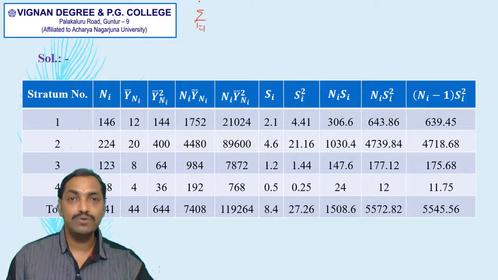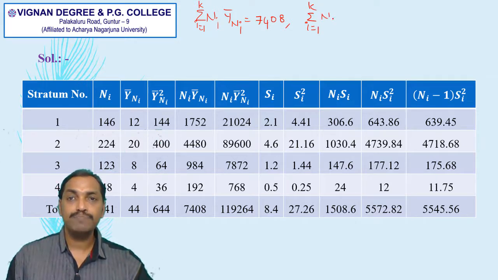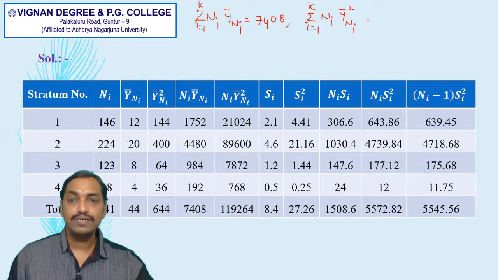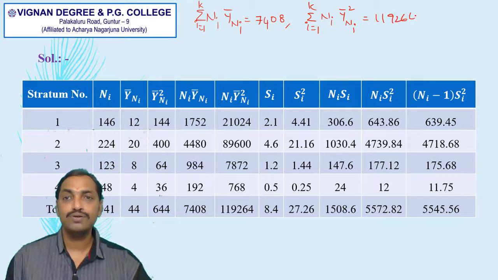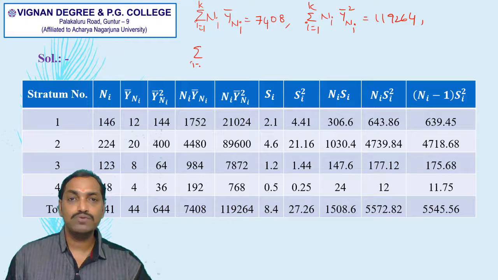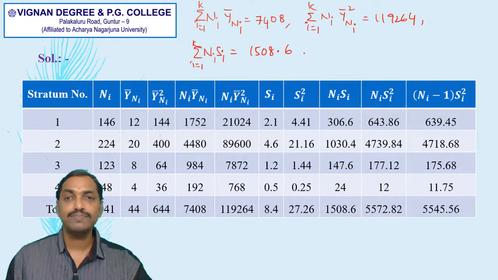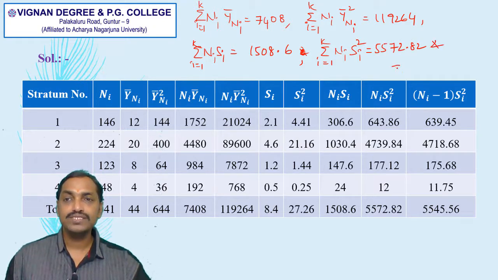From this table, we got that summation i is equal to 1 to k capital Ni into Yni bar is 7408, summation i is equal to 1 to k capital Ni into Yni bar square is 119264, summation i is equal to 1 to k capital Ni into Si is 1508.6, summation i is equal to 1 to k capital Ni into Si square is 557.72.82, and summation i is equal to 1 to k capital Ni minus 1 into Si square is 5545.56.